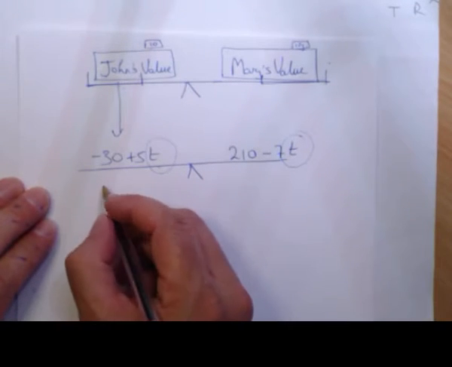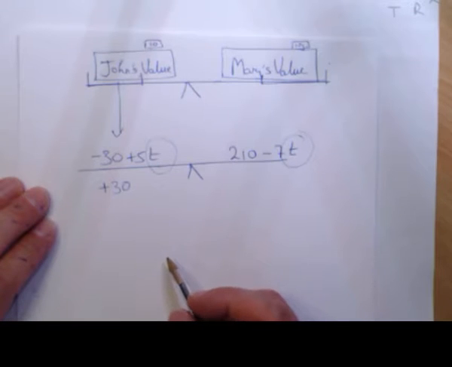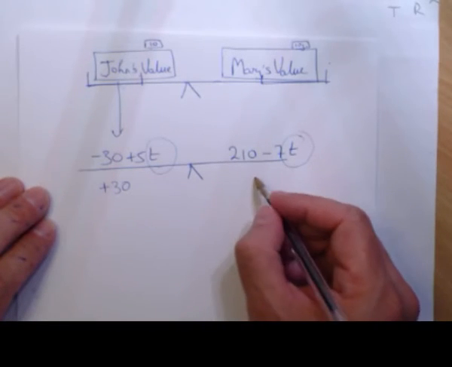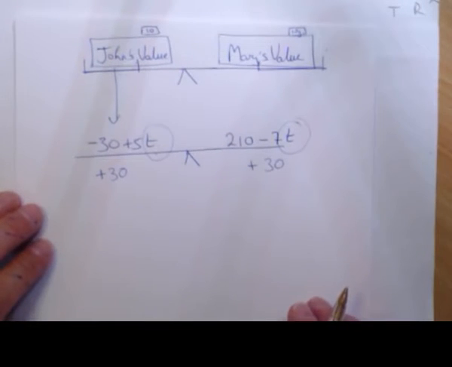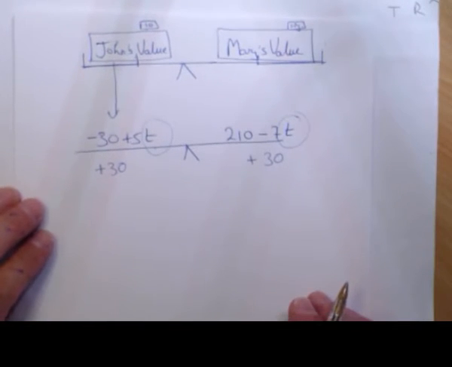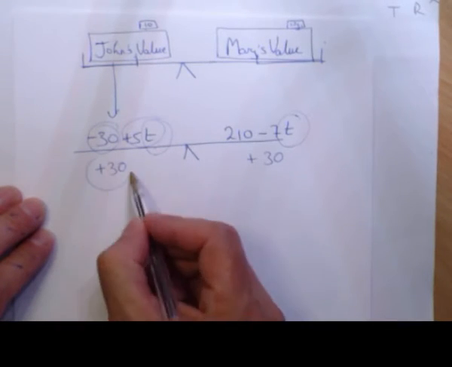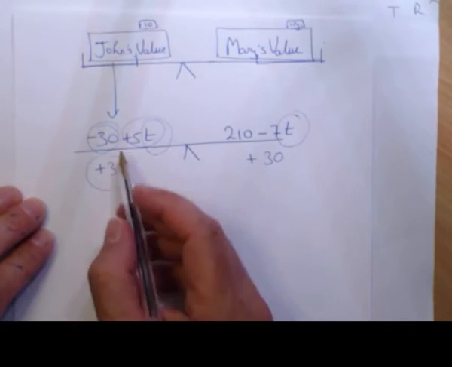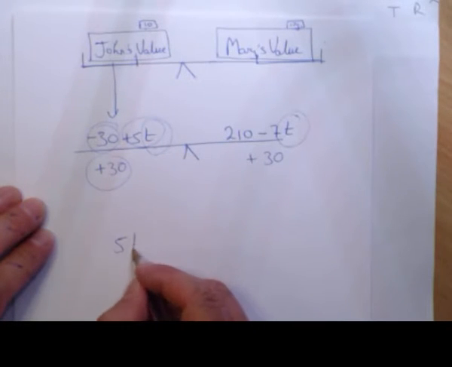What I'm going to do is I'm going to add 30 first of all to the left hand side. If I add 30 to the left, I have to add 30 to the right. Can you see why I'm adding 30 to the left hand side? Let's have a look at what this expression is after we add 30. Minus 30 plus 5t plus 30 is 5t.